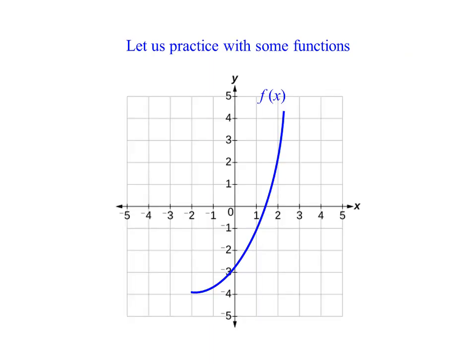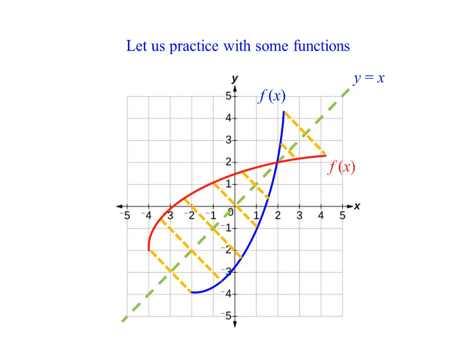We start with a quadratic function with a restricted domain. First sketch the line y equals x, then reflect the blue line, which represents the function, across the line y equals x. We will get the red line, which represents the inverse of the function.